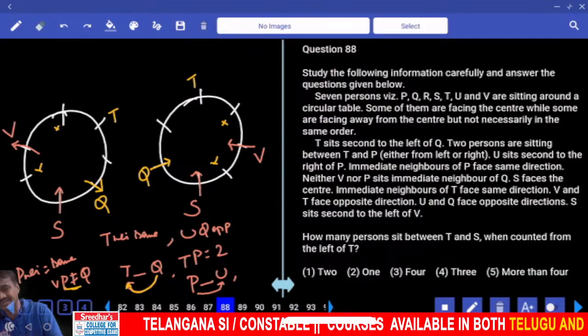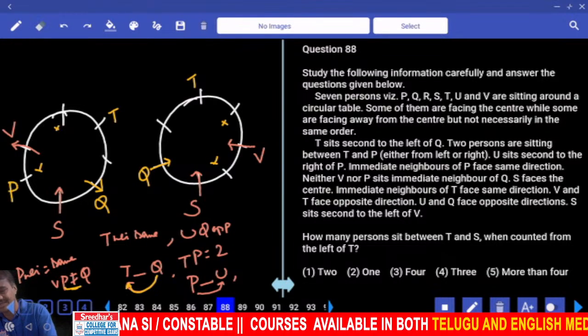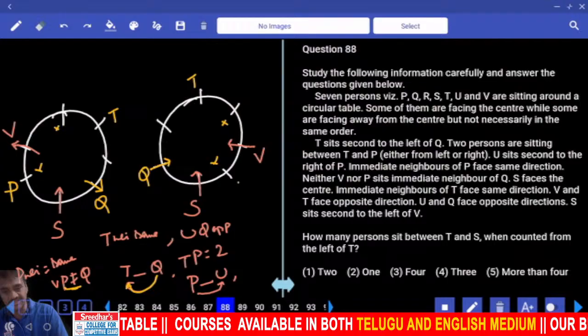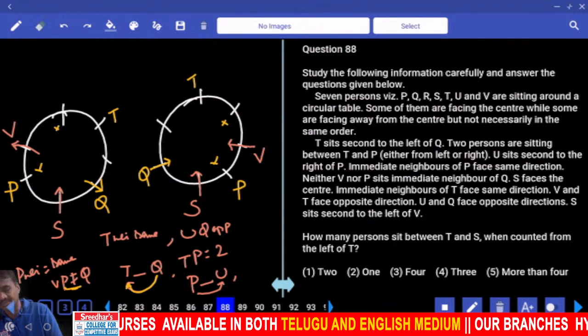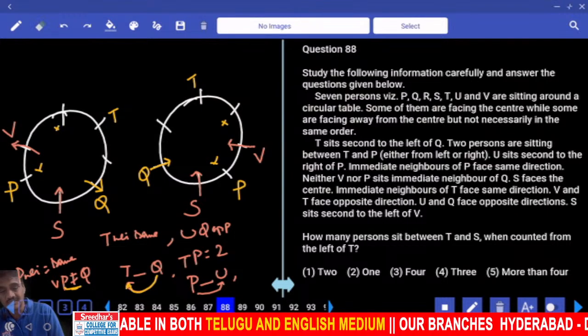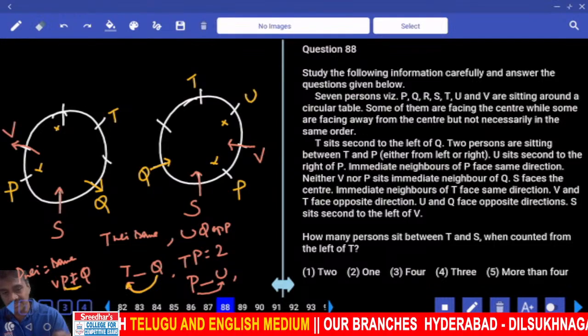Now in this case, T and P, there are exactly two people. The next one, U. U is seated second to the right of P.